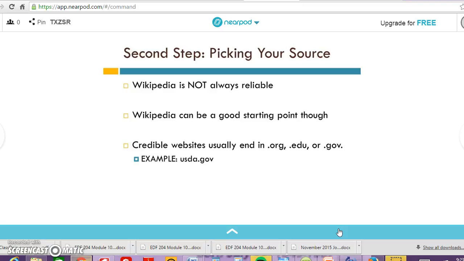You can find a lot of general information on there, and usually credible Wikipedia pages have their resources. You can go to those resources, and those are credible, and use those. So Wikipedia can be a good starting point. Usually credible websites end in .org, .edu, or .gov. For example, USDA.gov, the United States Department of Agriculture, or EKU.edu. If something's put out by an organization, a college, or the government, it's going to be pretty well researched and pretty legit.